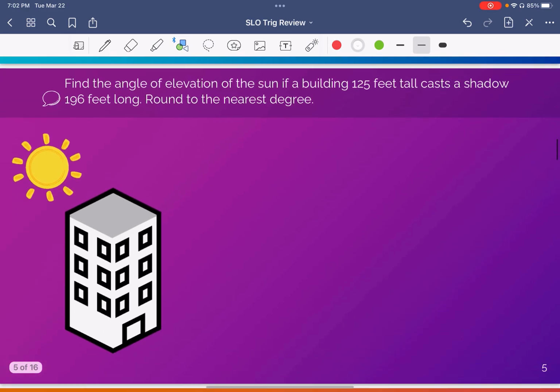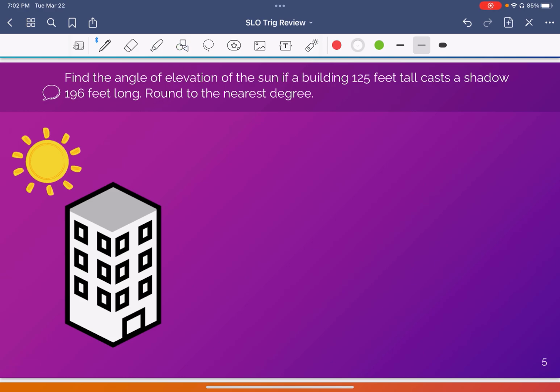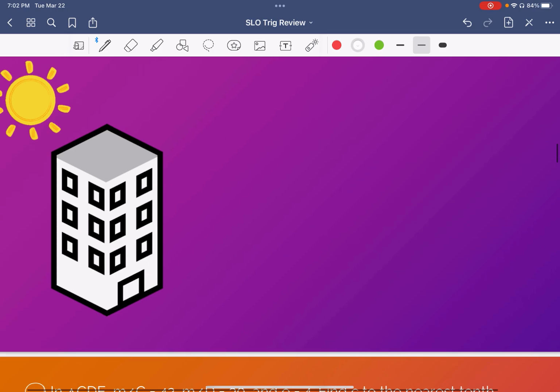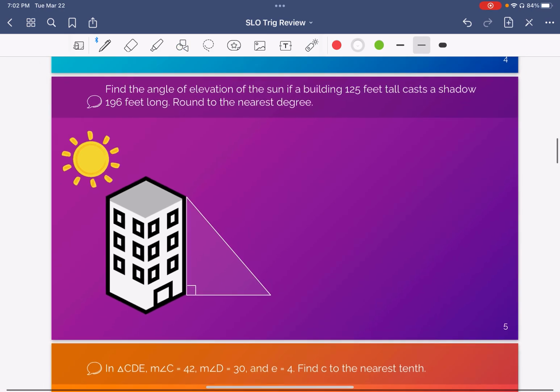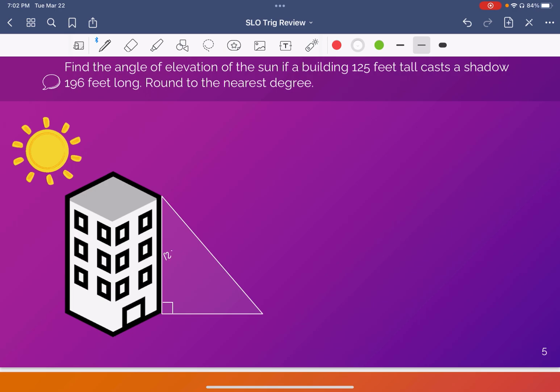Okay. Next problem. Find the angle of elevation of the sun if a building 125 feet tall casts a shadow 196 feet long. So with the angle of elevation, that creates a normal triangle where a leg is on the floor, and obviously the vertical leg is with the building. So it'll look like this. The height of the building is 125 feet. We're looking for the angle of elevation, and the shadow is 196 feet long.